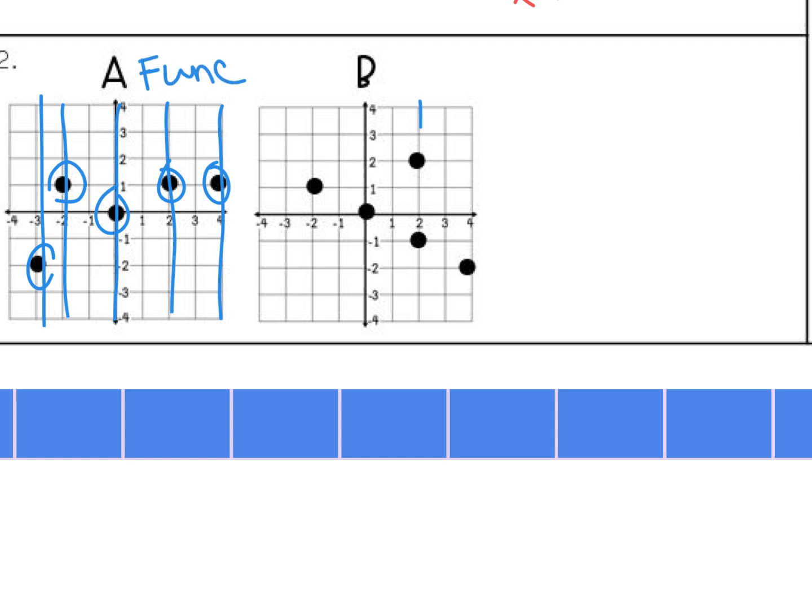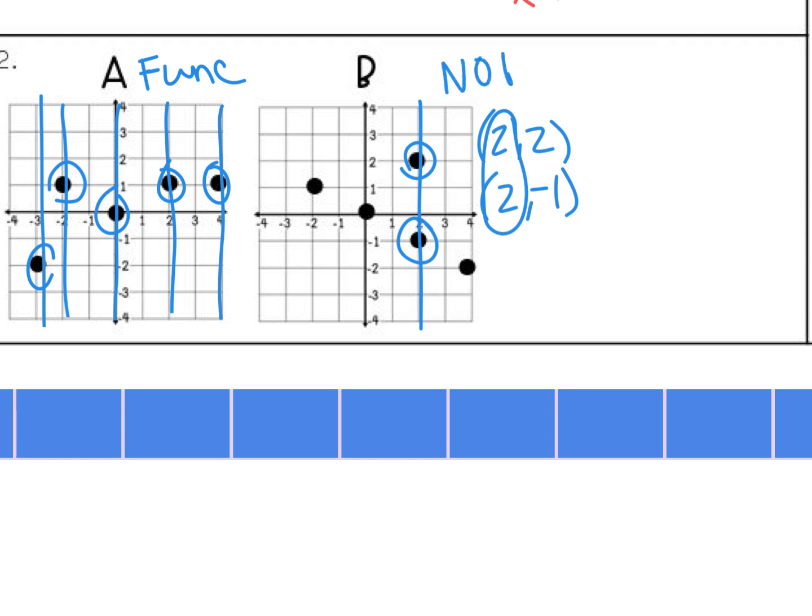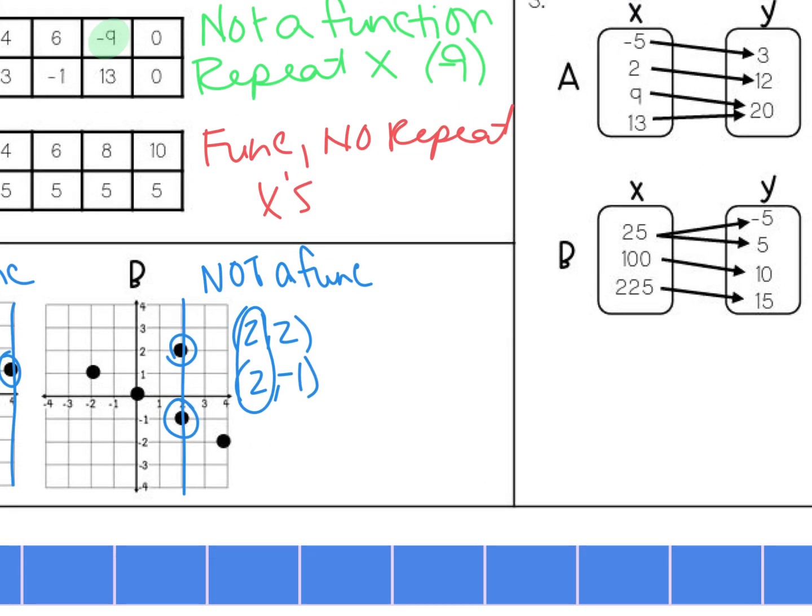But on B, especially right here at x is 2, it touches the vertical line how many times? Twice. So think about it. If I wrote out these coordinates, I would have (2, 2) and (2, -1). Right there, I can see my x is repeating. That's why the vertical line test works. So B is not a function. Yes?